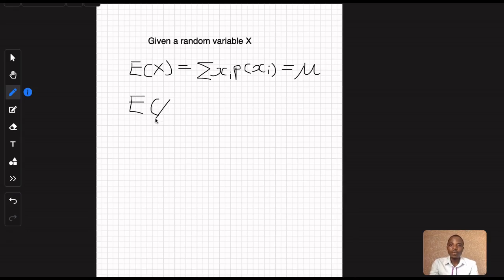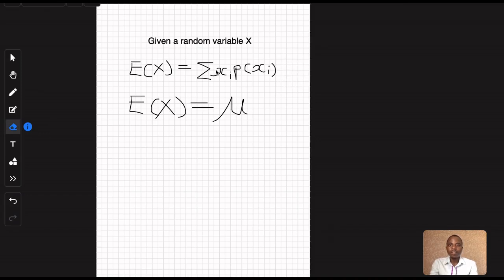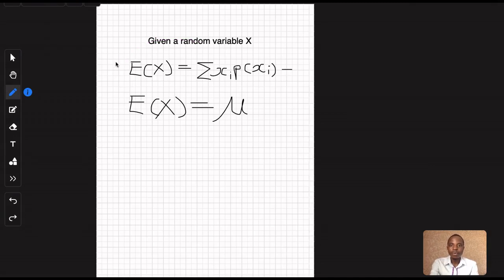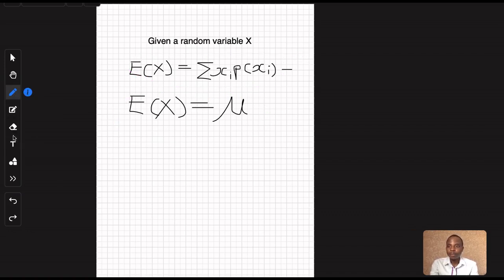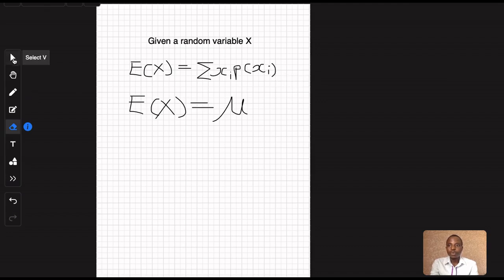So usually we may not write it the way it is above. We may just write this is equal to mu. So we usually don't write it together, but what we have above is still the same as what we have below. So we are saying that when we look for the mathematical expectation of a random variable, it should be approximately equal to, in the long term, what you get from the population.